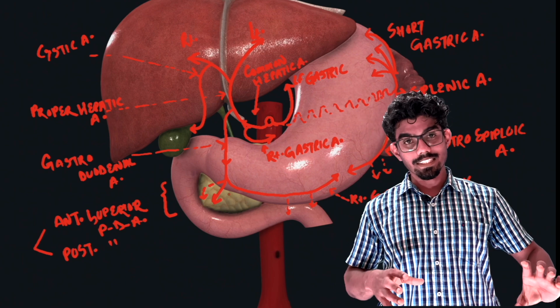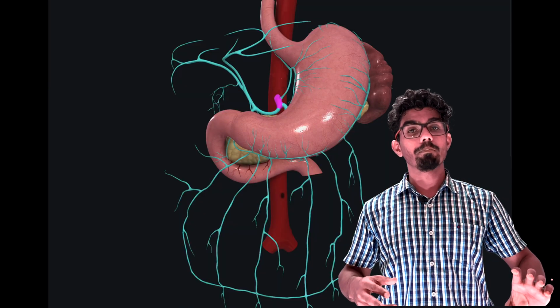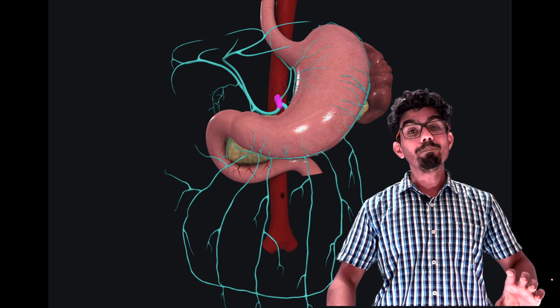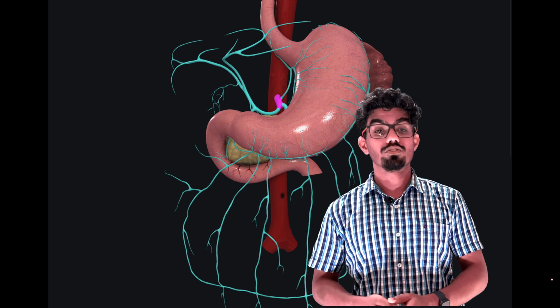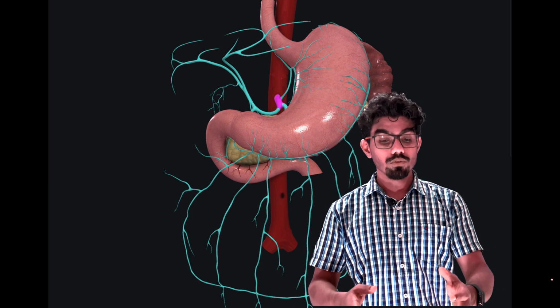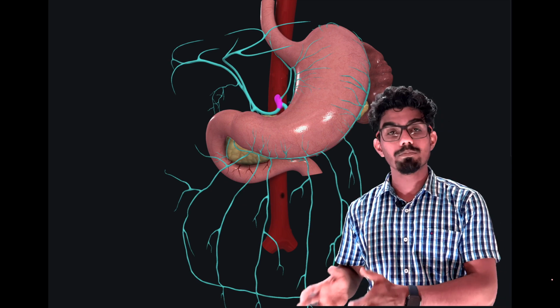In the pancreas region, the head is supplied by the anterior and the posterior superior pancreaticoduodenal arteries. Also, the anterior and posterior inferior pancreaticoduodenal arteries, which are branches of the superior mesenteric artery, I'll tell you later. So the head, along with the uncinate process, is supplied by these branches.